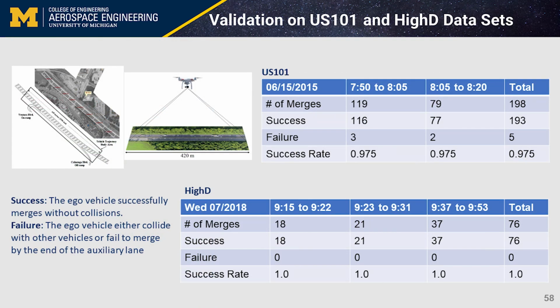We've tested this type of forced merging controllers, if you like, on publicly available data sets, US 101 and highD data sets. Now here, these are basically recordings of the traffic. So strictly speaking, they are not interactive because the vehicles do what they do. But we can put our vehicle in and see whether it's able to successfully merge, and we have a fairly high rate of success in these merges.